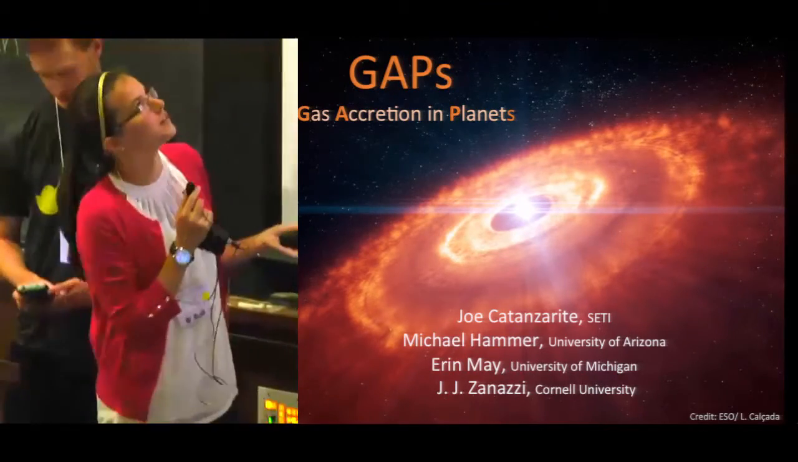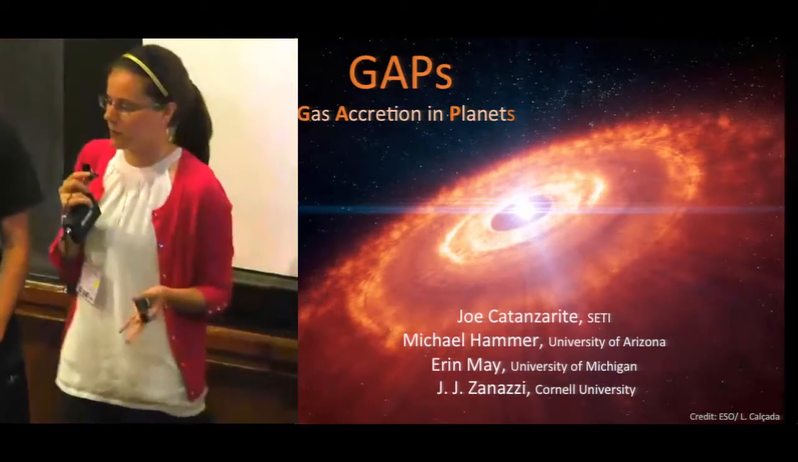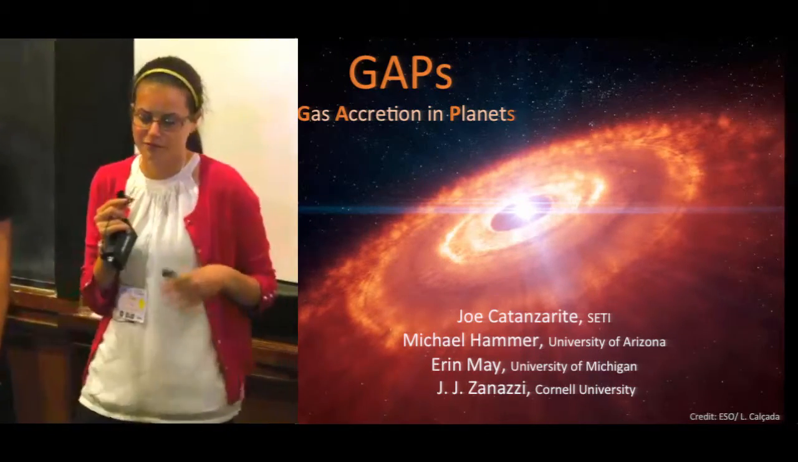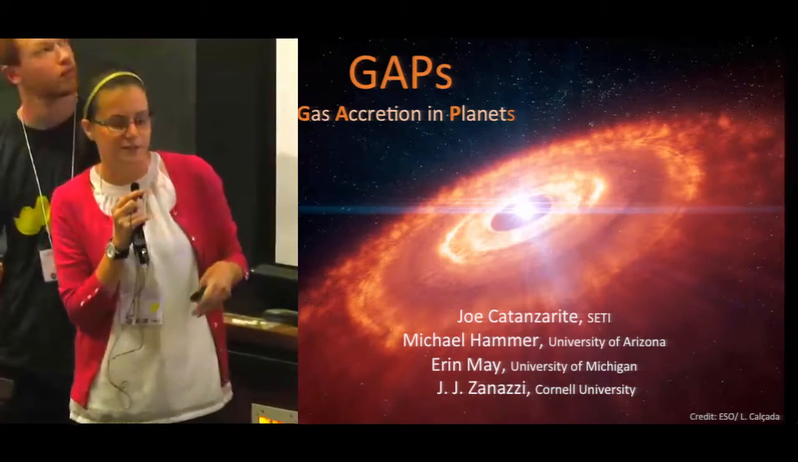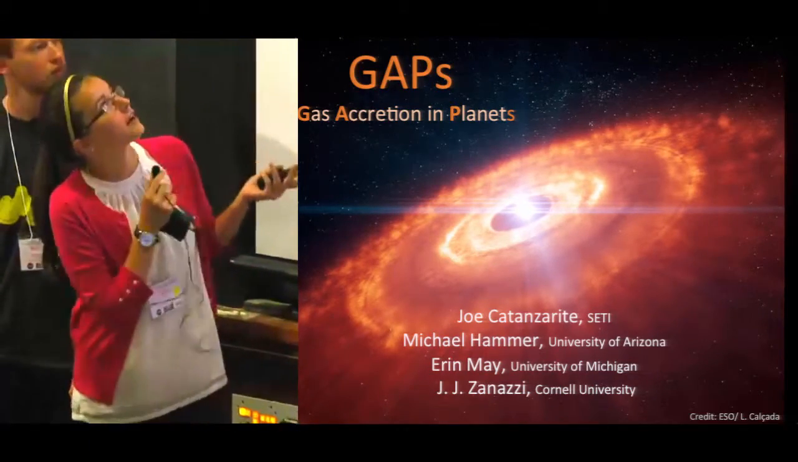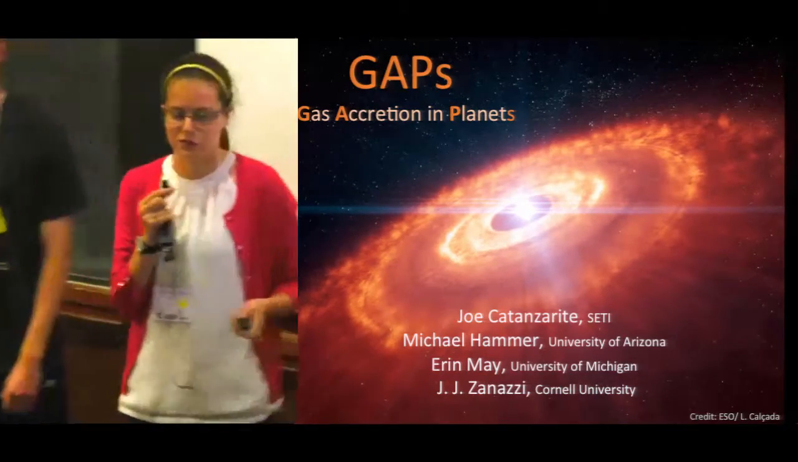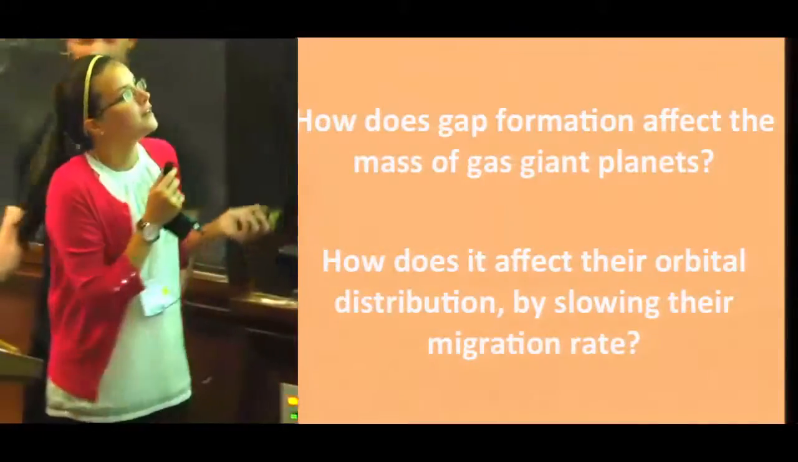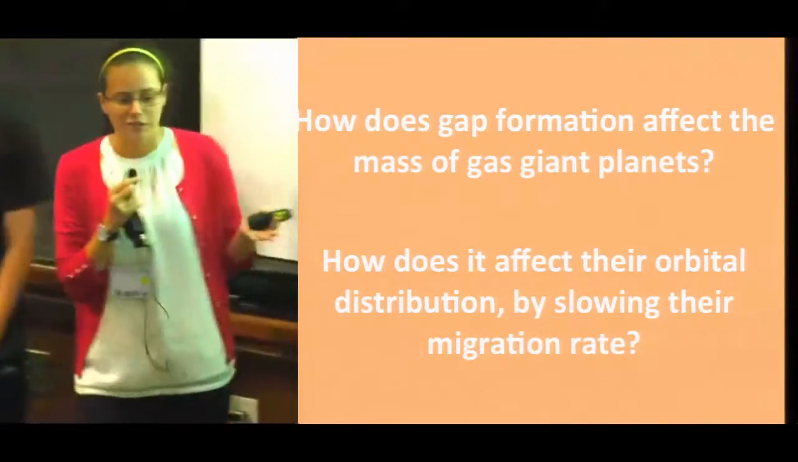We're group 6. We are the GAPS group, and we chose to study how gaps affect planets by varying the way planets accrete gas once a gap opens. So our acronym GAPS stands for gas accretion in planets. So these are the questions that we were given to answer.